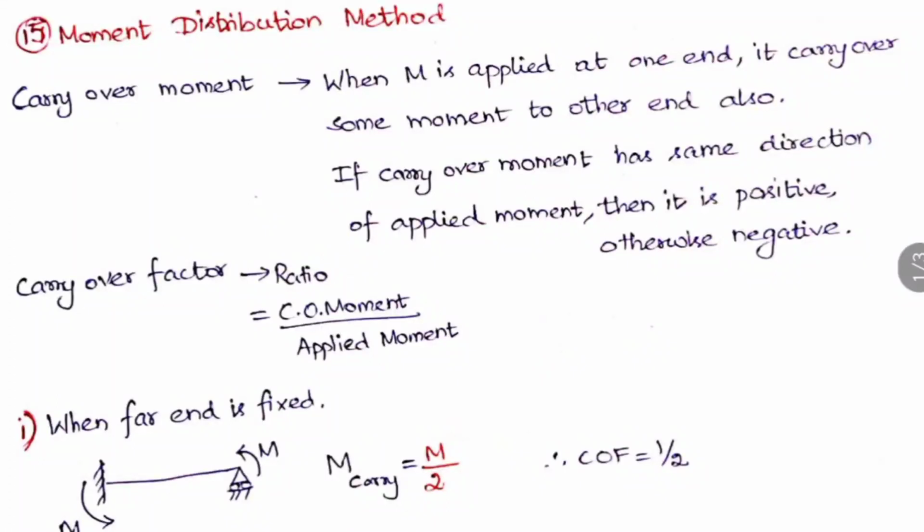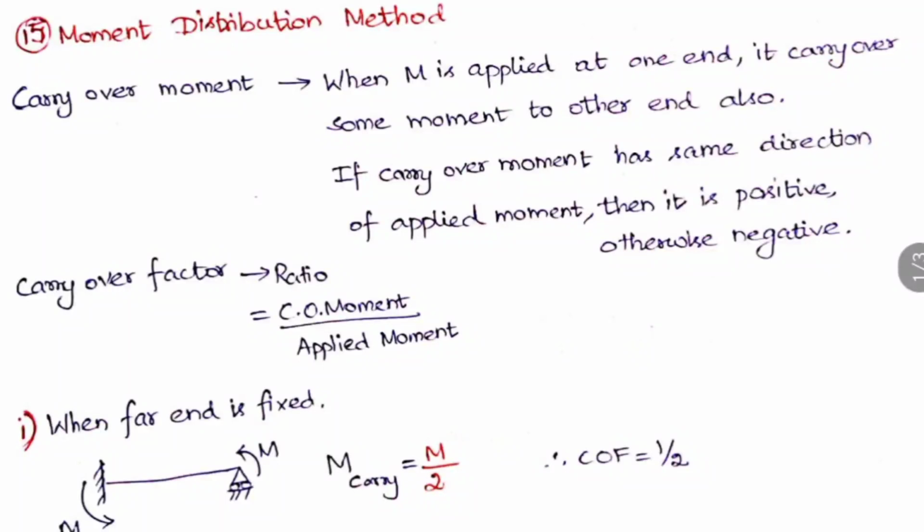In the moment distribution method, these two factors are very important: one is the carryover moment and another one is the carryover factor. The carryover moment means, in any beam or any structure, if a moment is applied at one end, it will carry some moment to the other end. It is based on the supports present there, whether it is a fixed support or a hinge support. So this carryover moment from one support to another support is called the carryover moment.